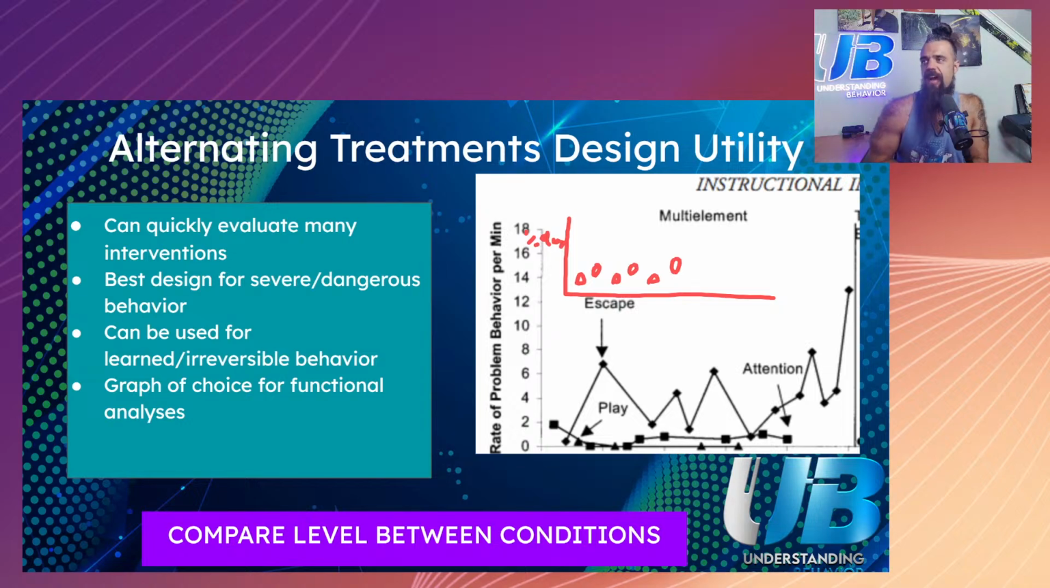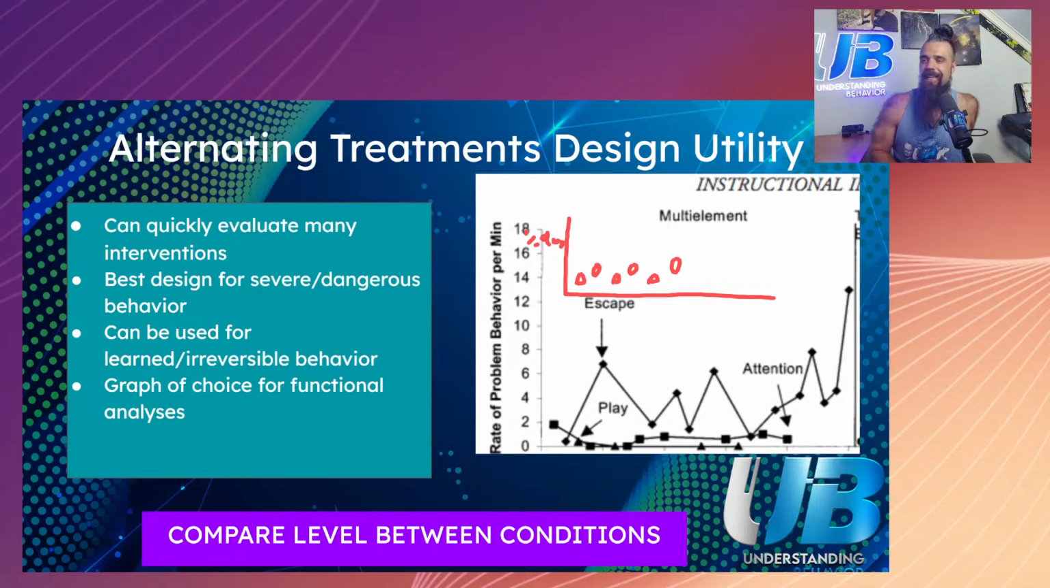You can use other designs, but we don't. Like we just straight up don't. Actually, me and my past coworkers did an article review of like 150 functional analysis articles. Every single one used an alternating treatments design for their functional analysis. We found one article that used a withdrawal design, but it's because they failed with their alternating treatments design. So they were like, let's get fancy with it. So that was a really rare instance.